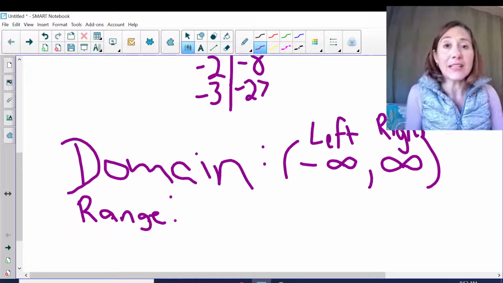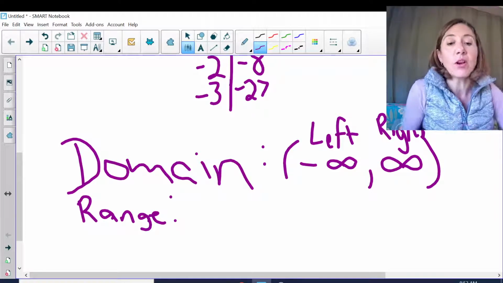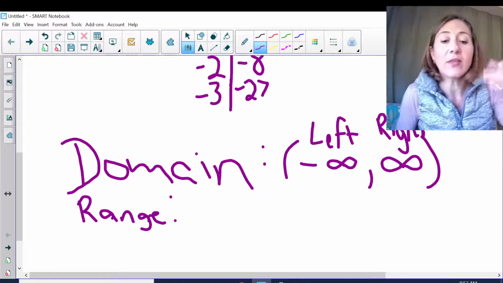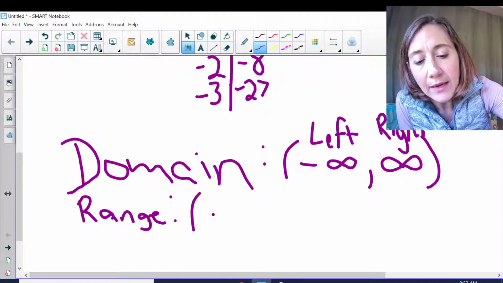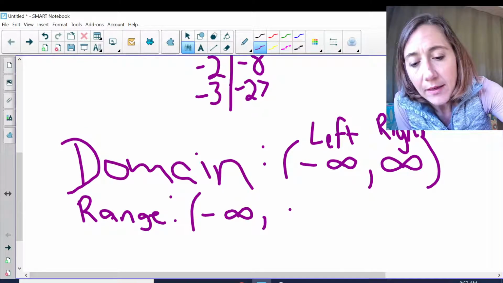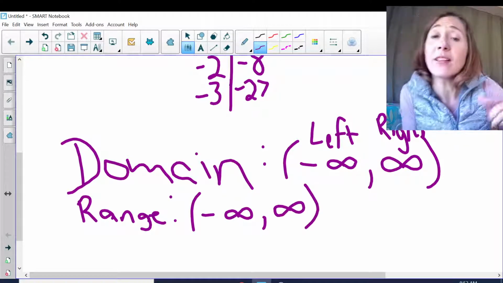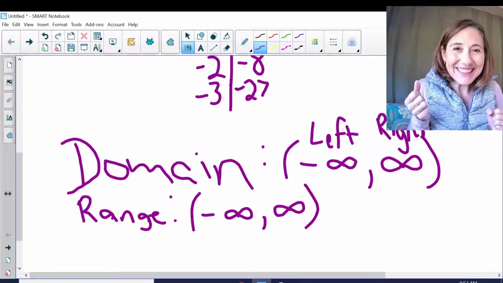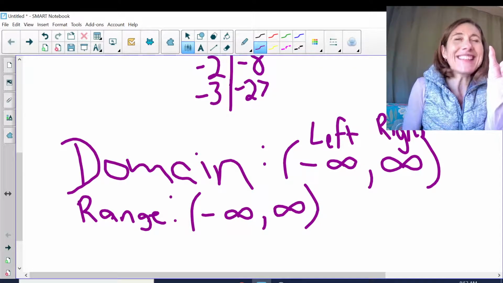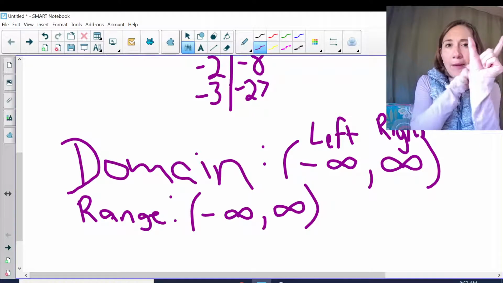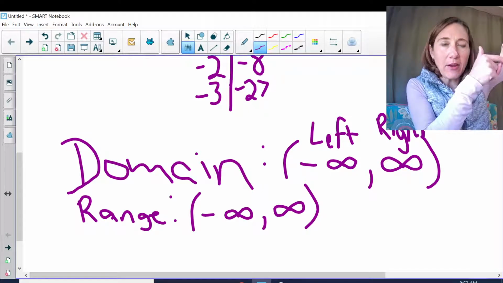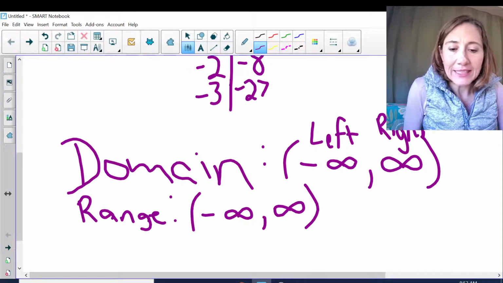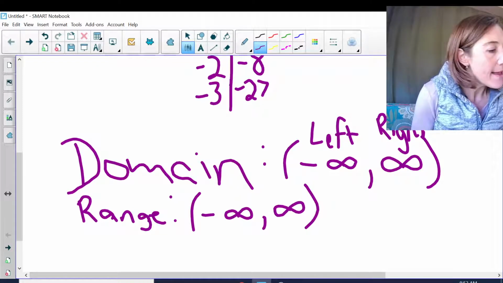That's how high and low this thing is going to go, because range has to do with our outputs, our y's. Well, it's going to keep going up and it's going to keep going down. So this has a range of -infinity to positive infinity. That's different from what we saw in quadratics, the U-shaped ones, the parabolas, because they had a minimum value or a maximum value. They didn't go forever in both directions, but cubics do. So that's a difference in those two.